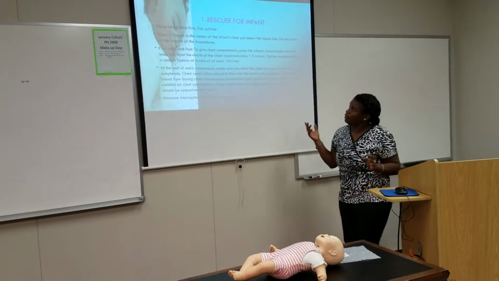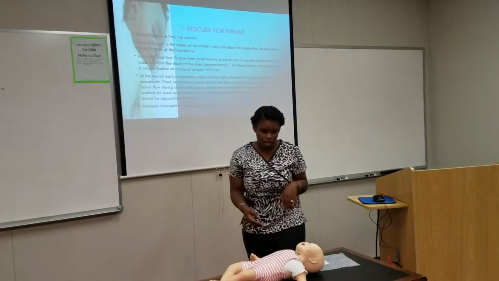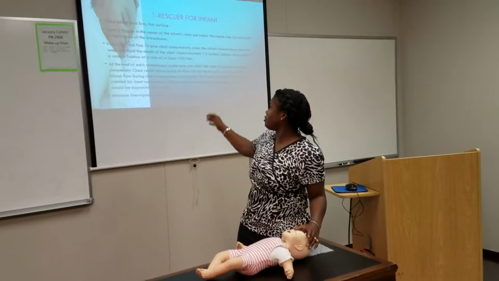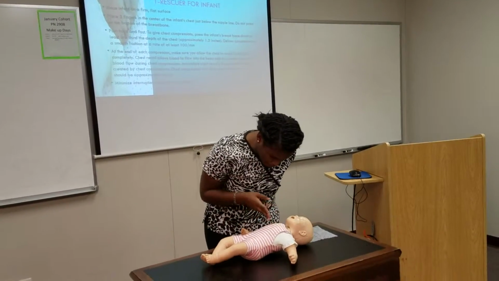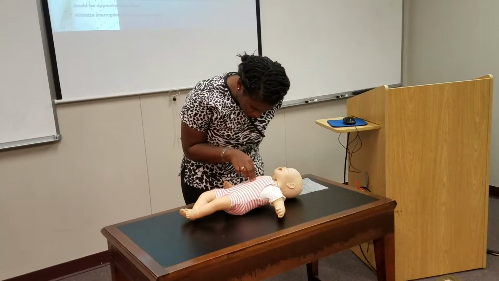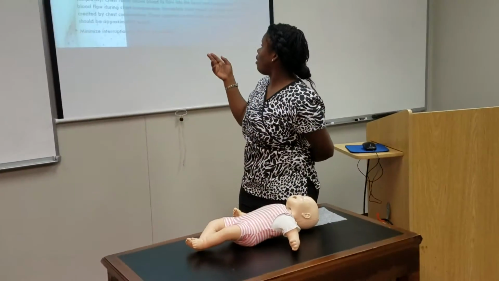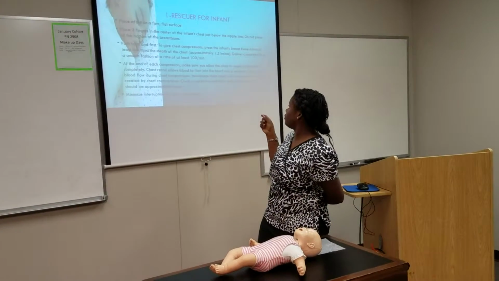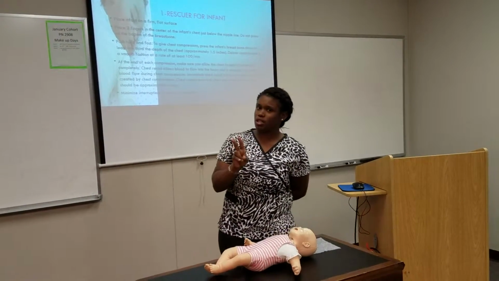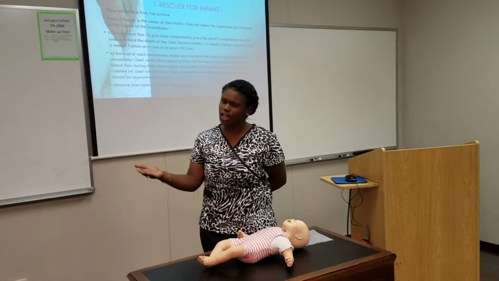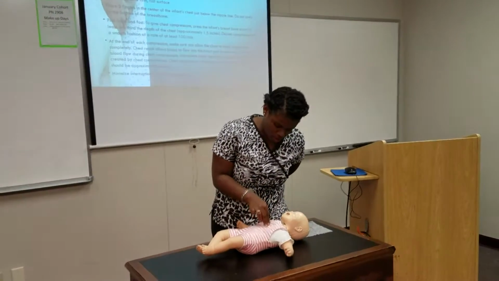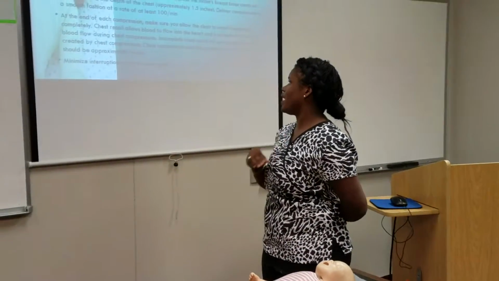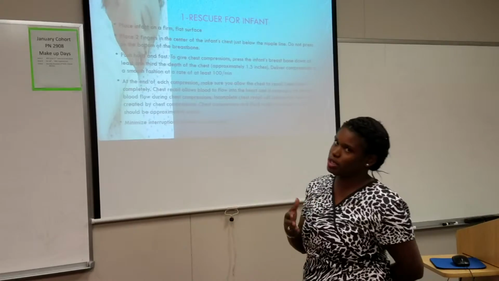For 1 rescuer with an infant, you place 2 fingers on the infant's chest, just below the nipple line. Do not press on the bottom of the breastbone. So you find the nipple line of the child and you go just below it. Push hard and fast to give chest compressions. Press the infant's breastbone down at least 1/3 depth. So instead of the 2 inches that you did for the older child, you're only going to do 1/3. Deliver compressions in a smooth fashion at a rate of at least 100 per minute.